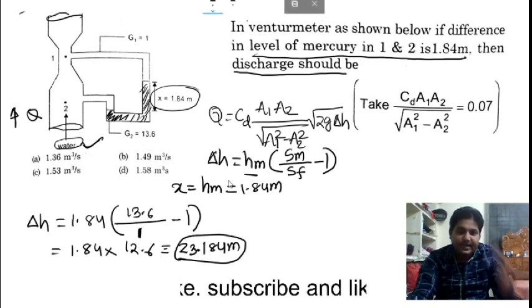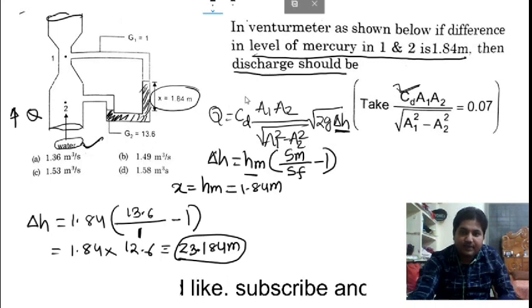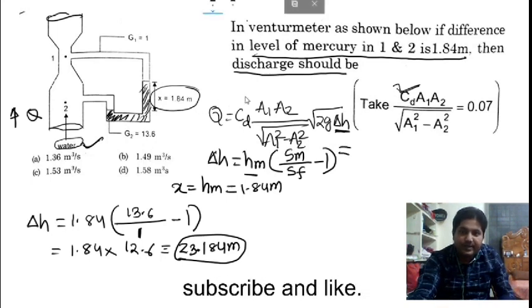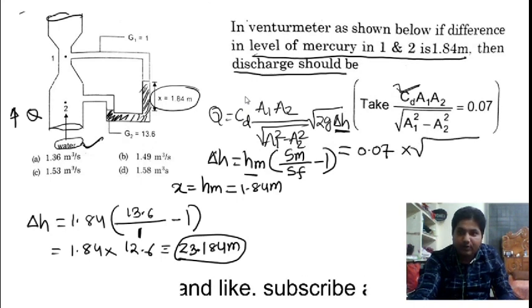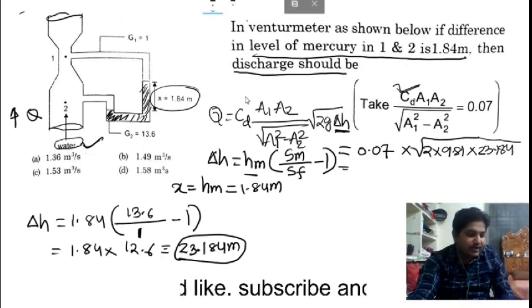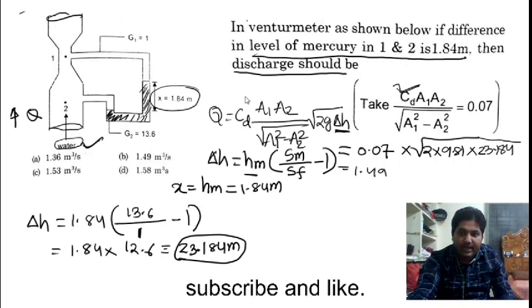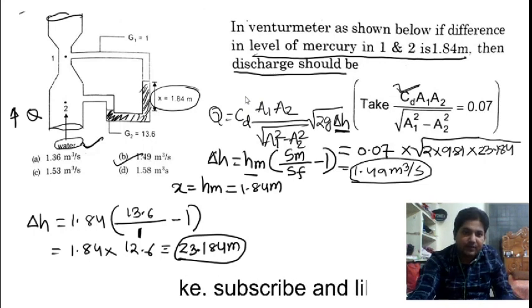Now if you put this value here, we can find out the discharge, because the other value is already given to us. So it will be equal to 0.07 into the square root of 2 into 9.81 into 23.184. So now we are getting 1.49 meter cube per second.